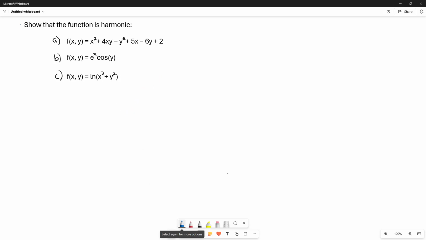We would like to show that the following functions are harmonic. Part A, we have a polynomial of degree 2 in the variables x and y, and this will be harmonic because the square terms have opposite signs. And then we have the function e to the x cosine y, and we have the natural logarithm of x squared plus y squared.